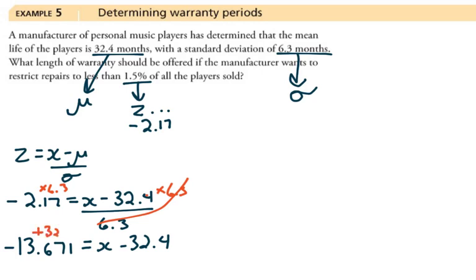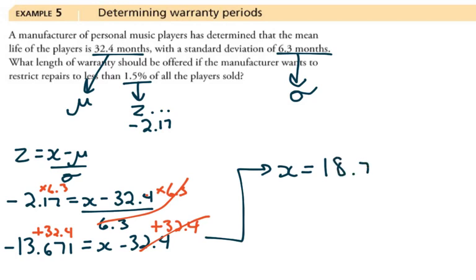Add 32.4 to both sides. Cancels that. And we get that X equals 18.729, and that would be months.